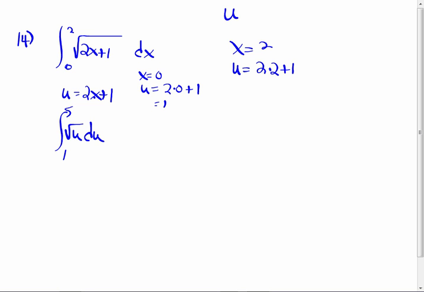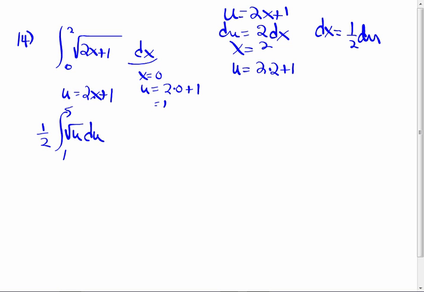I forgot to do my du. If u is equal to 2x plus 1, what's du? What's the derivative of 2x? It's 2. So solving for dx, that's equal to 1/2 of du. So what needs to be out in front here? A 1/2, because dx equals 1/2 of du. That's it. They didn't ask us to integrate it. If you look at your answers, A doesn't have the right limits.